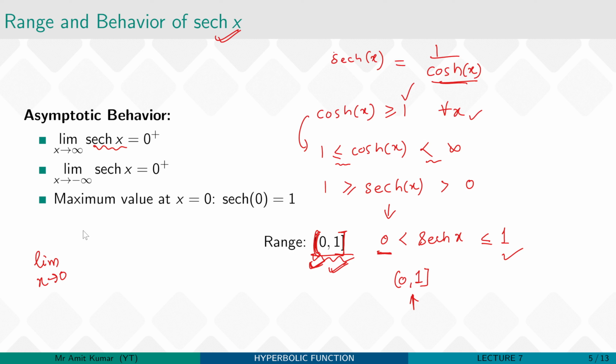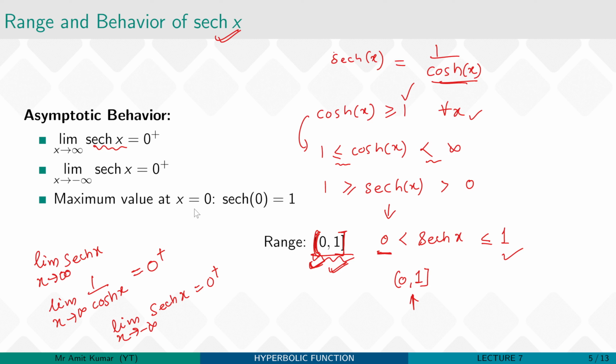Basically, the limit as x tends to infinity of sech x is equal to the limit as x tends to infinity of 1 by cosh x. And we know that as x tends to infinity, cosh x goes to infinity. So 1 by infinity goes to 0. So this value tends to 0, and this is 0 positive. Similarly, if we take the limit as x tends to minus infinity, sech x also goes to 0 positive. Okay, this is very easy. So I will leave it for your homework.